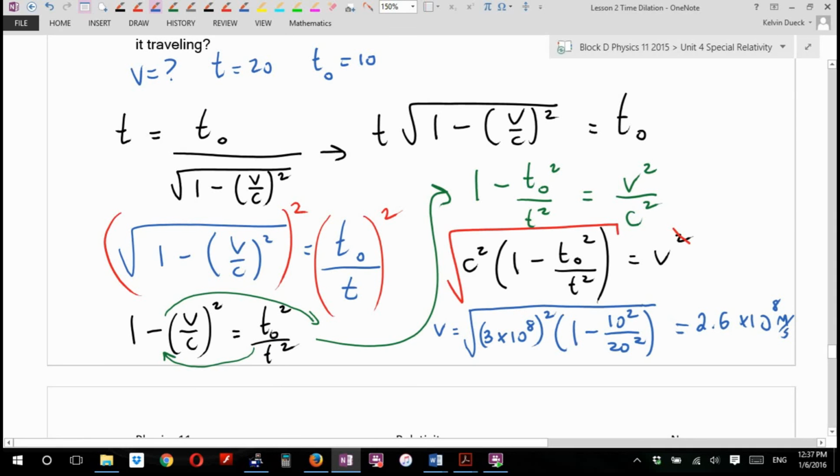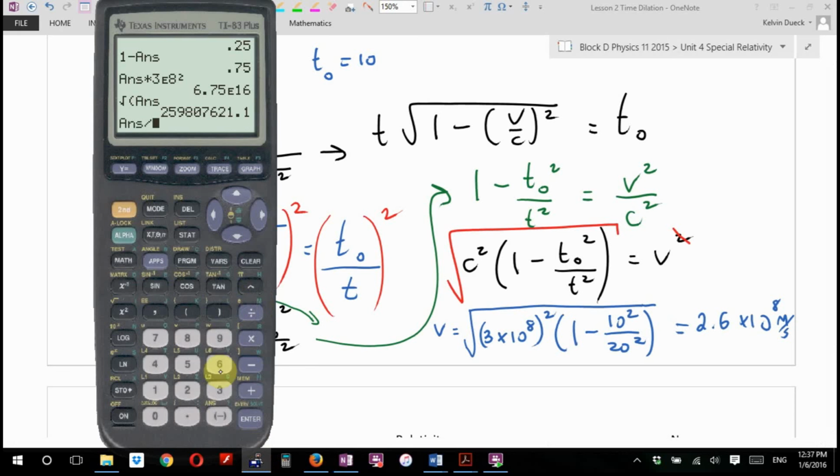Or if you want to change that into a percentage of the speed of light, if you divide this by the speed of light, just like if you divide your test score by what the test is out of, and then times by 100, 86.6% of the speed of light. That'll give you a lovely 2-to-1 ratio of time dilation.